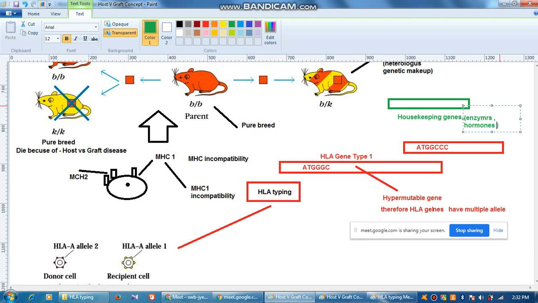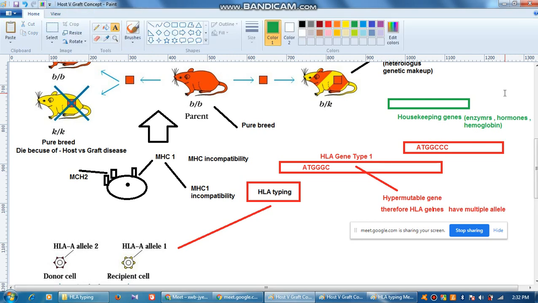Okay, one more, hemoglobin. These are the housekeeping genes. Now why are these called housekeeping genes? Because if there are random mutations, then what will happen? Your body will undergo severe malfunction. But it is different from these HLA genes. In HLA genes, there should be a difference.